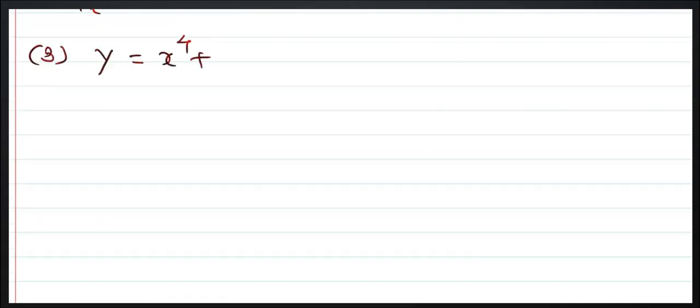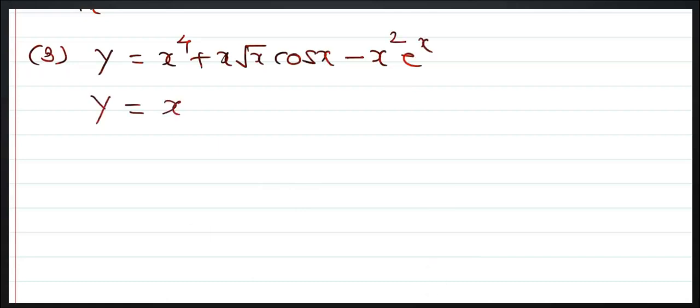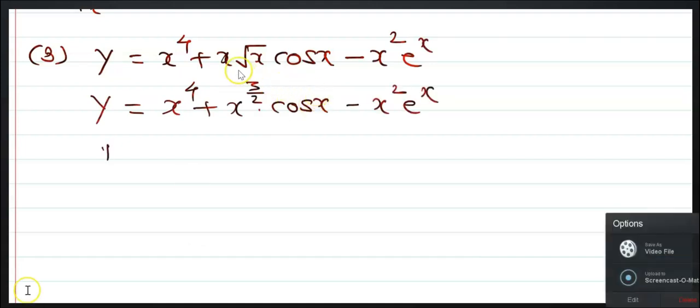Third, y is equals to x raised to 4 plus x root x cos x minus x square e raised to x. Therefore, dy by dx. Now see this again, x root x means x power here is 1 and here it is half, 1 plus half that is 3 by 2, cos x plus here the derivative of x raised to 4 is 4x cube, and the derivative of x raised to 3 by 2 will be 3 by 2 into root x. We will apply the product rule to it, and also the product rule to this. The derivative of x square is 2x and the derivative of e raised to x is e raised to x.